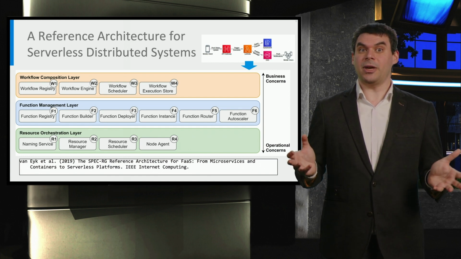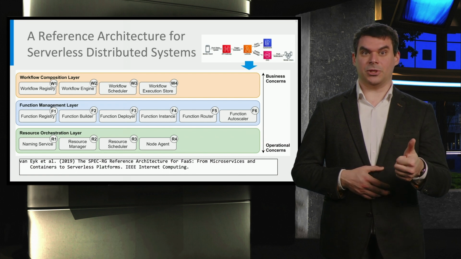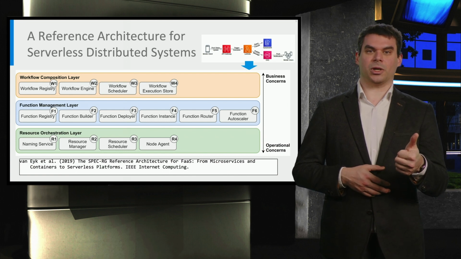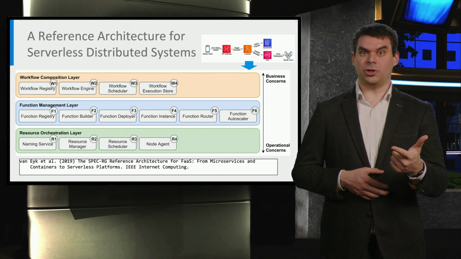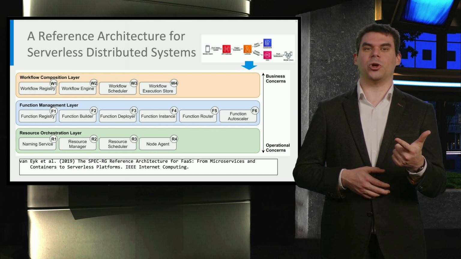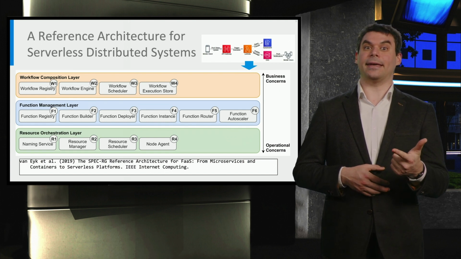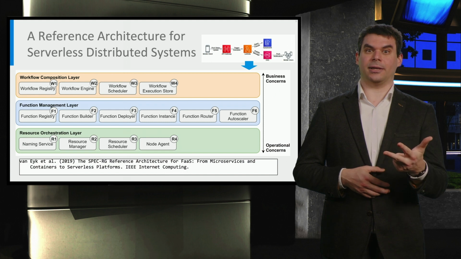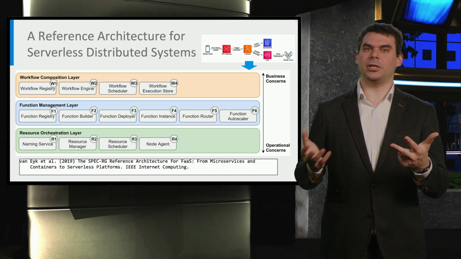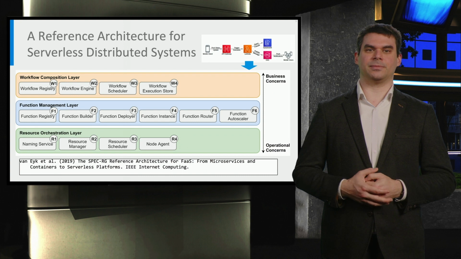With it, we see three main layers. The workflow composition layer, which orchestrates the application workflow. The function management layer, which coordinates the execution of a single function. And the resource orchestration layer, which manages the resources needed for the entire application.